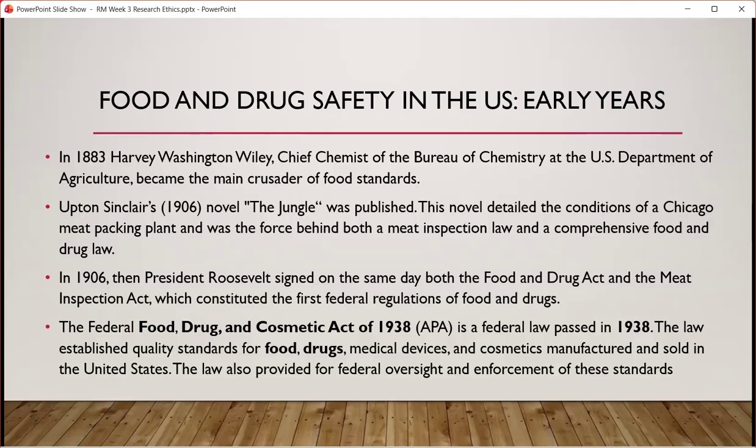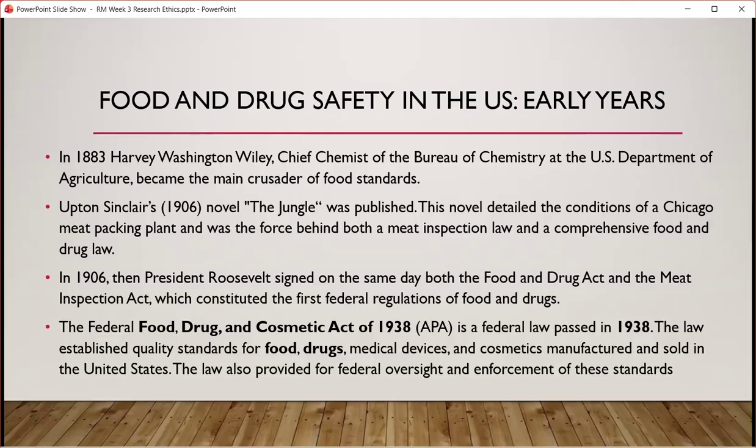So, out of this, again, there was this lobbying and push for getting a meat inspection law and a comprehensive food and drug law. Unsurprisingly, then, in 1906, President Roosevelt, the first one, Teddy Roosevelt, signed on the same day both the Food and Drug Act and the Meat Inspection Act, which constituted in America the first federal regulations of food and drugs.